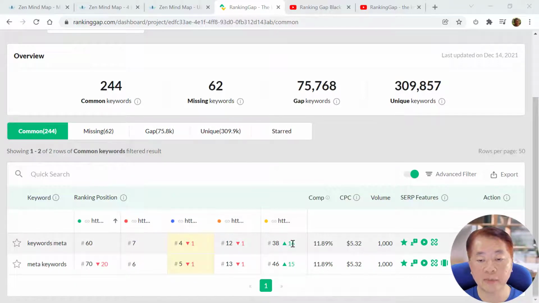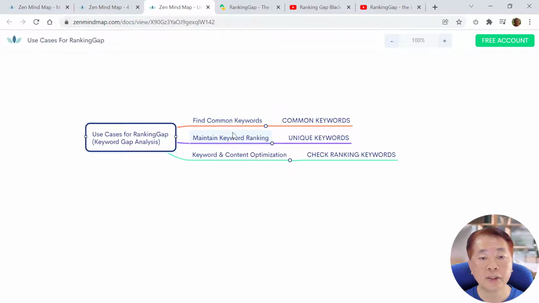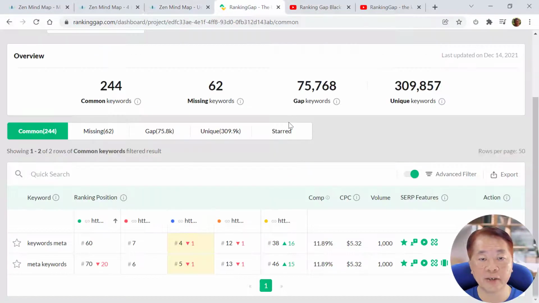And at the same time, you can see that Substack.com actually has improved their ranking by 16 places and this by 15 places. So these are the stats that you have to see, whether you are actually ranking better or even worse than the competitor. Okay, so this is the first use case. Find common keywords, common keywords that we have found just now.